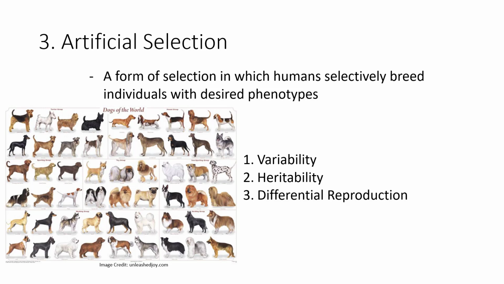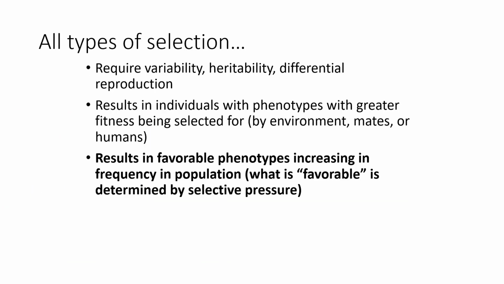A great example of artificial selection is all the different dog breeds where people thought, I want a doggy, but I wanted a lowrider. No, lower. No, lower. And just kept on breeding the lowest dogs until they end up with a, well, get along, little doggy. So all types of selection, remember, require variability, heritability, and differential survival.